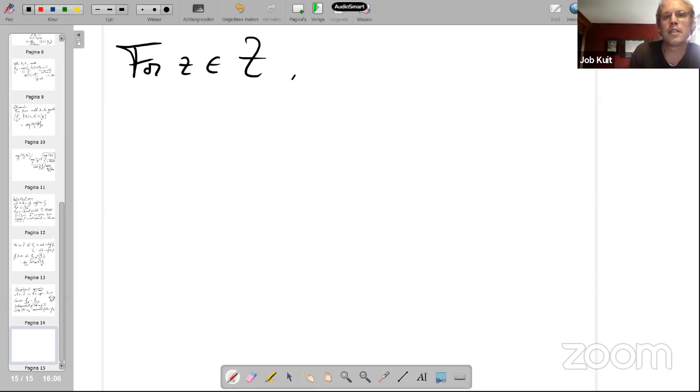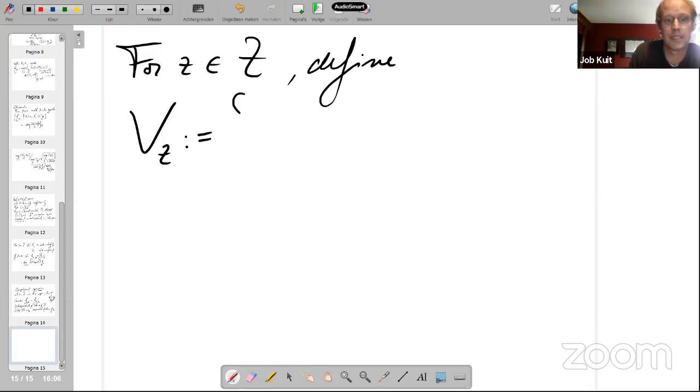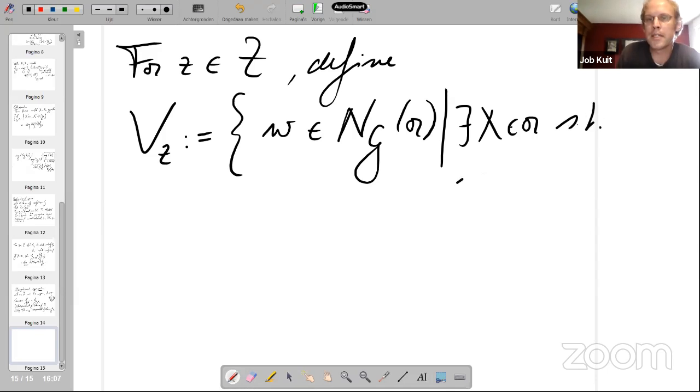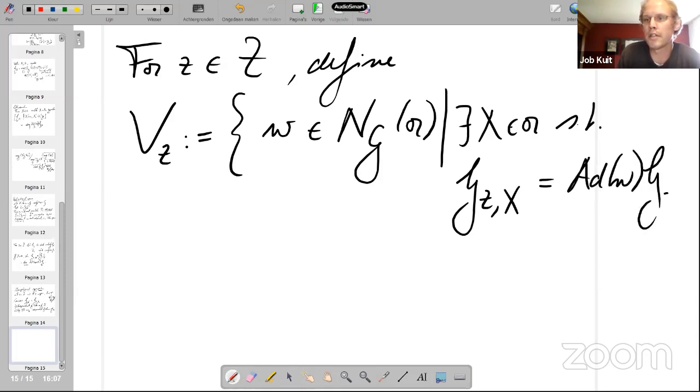So if I have a point Z, then I'm going to define a set Φ_Z. This set is going to be all elements in the normalizer of A that I can see in such a limit. So to be more precise, all elements W, so that there exists an X in A with the property that the limit of the stabilizer subalgebra in the direction X is going to be the W conjugate of H_∅.